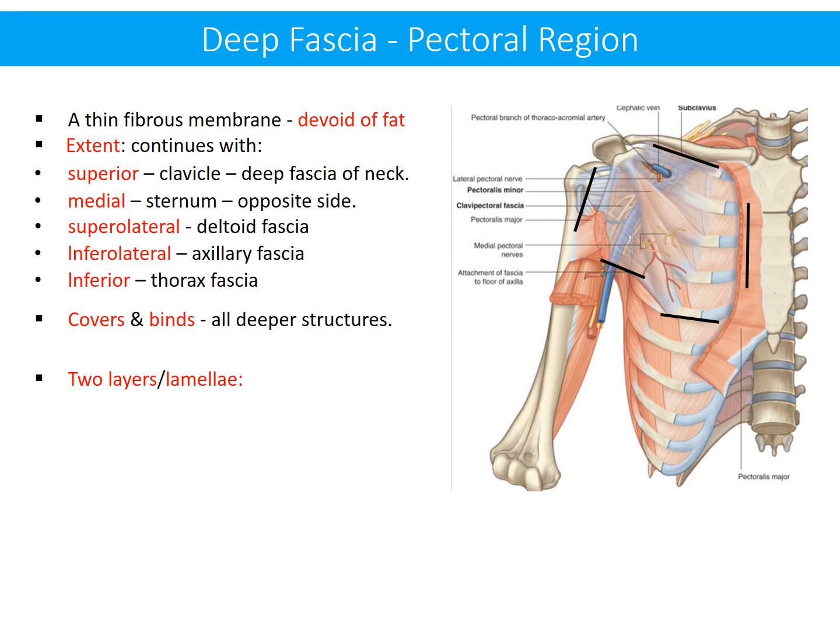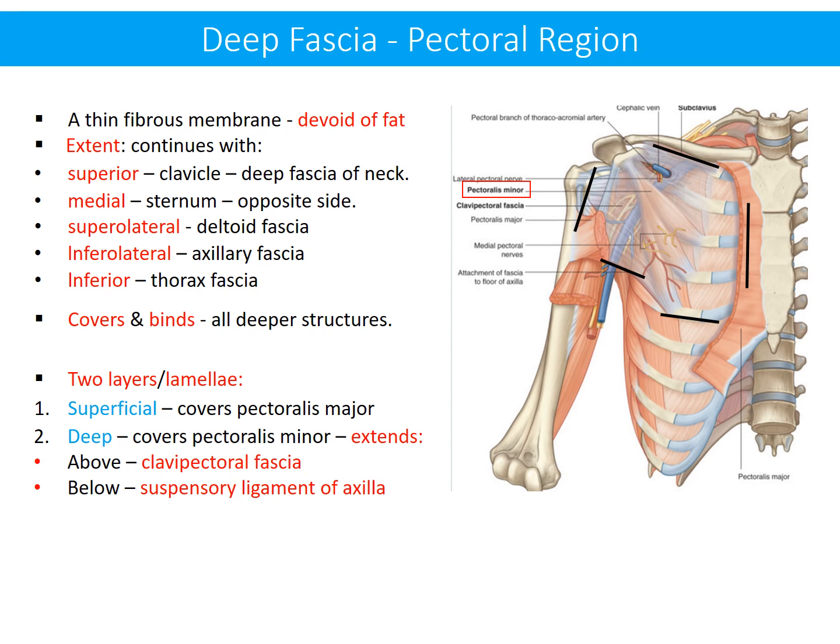It consists of two layers or lamellae, the superficial one which covers pectoralis major and the deeper one which covers the pectoralis minor. This deeper layer extends above the pectoralis minor as the clavipectoral fascia and below the pectoralis minor as the suspensory ligament of the axilla.